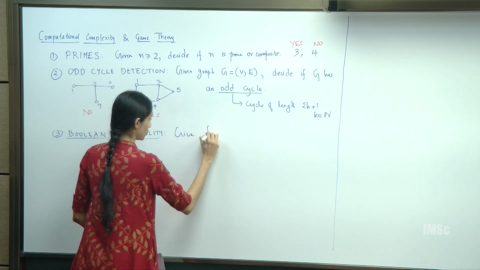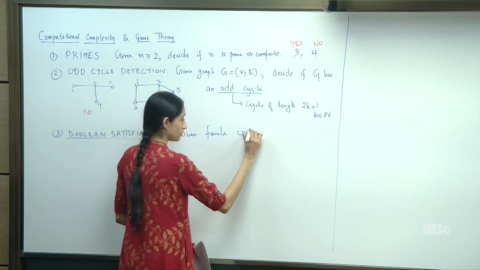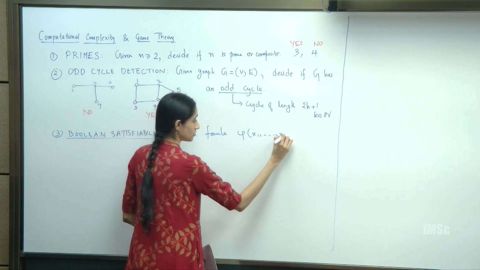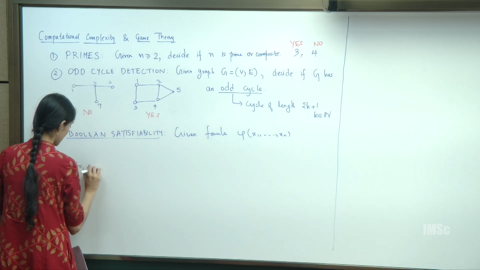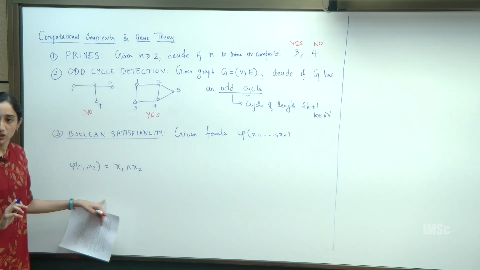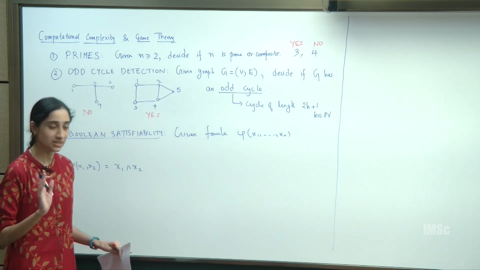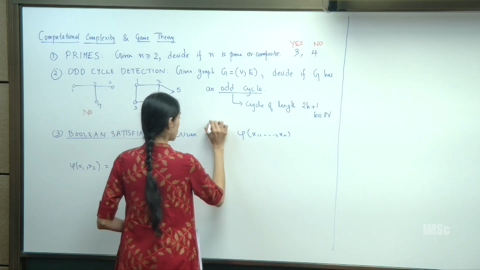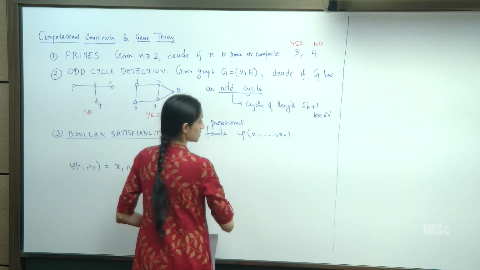You are given a formula. So let me call this formula phi, it's on some n variables, okay. So an example would be something like x1, x2. Okay, it's a formula on 2 variables. It's connected by logical connectives: and, or, not. These are logical connectives. Okay. So it's called a propositional formula because we are going to use logical connectives. It's phi.